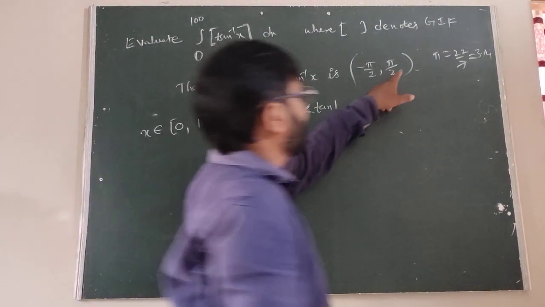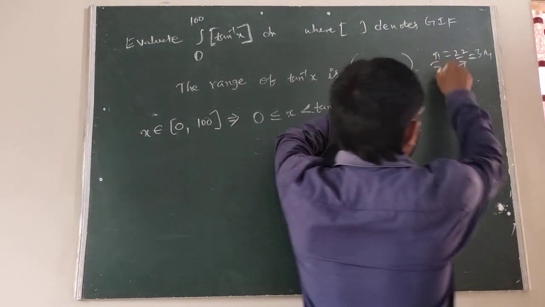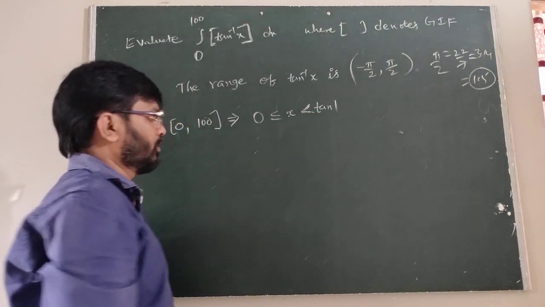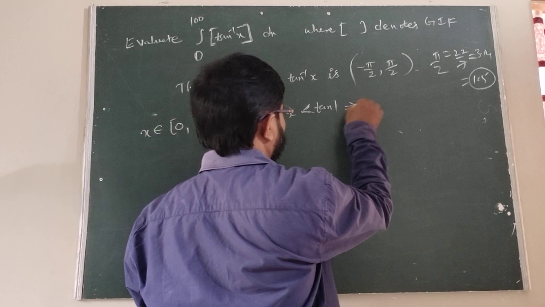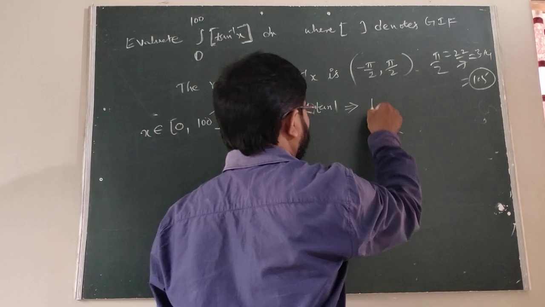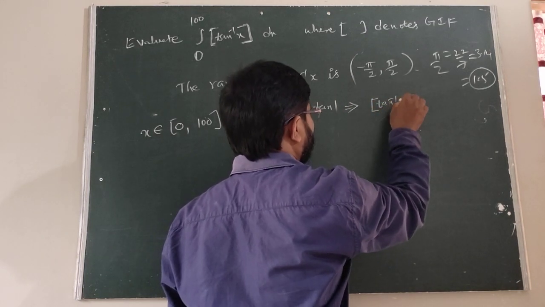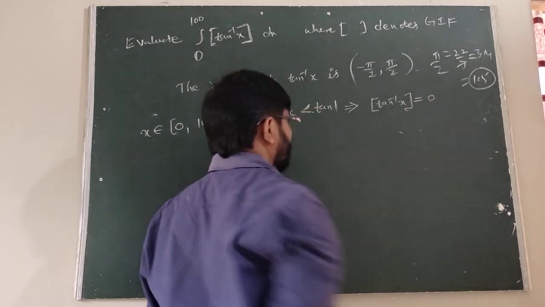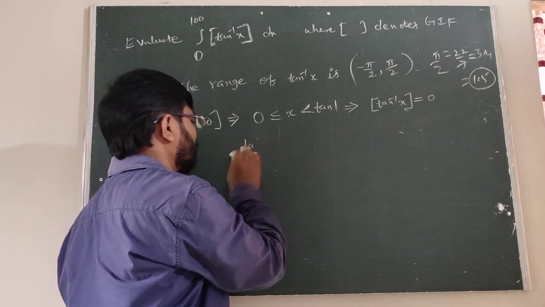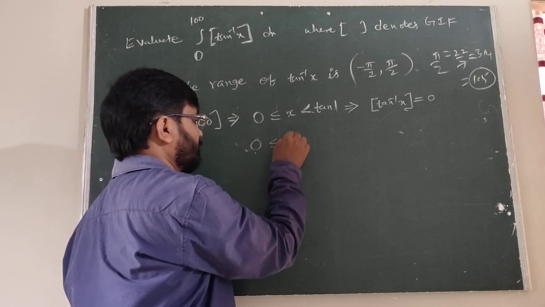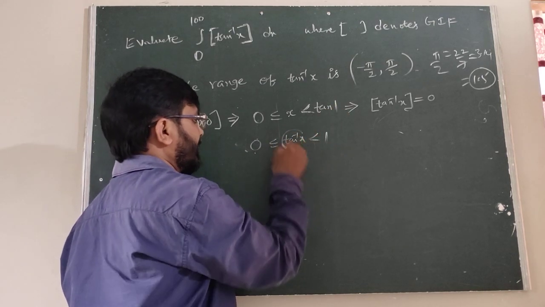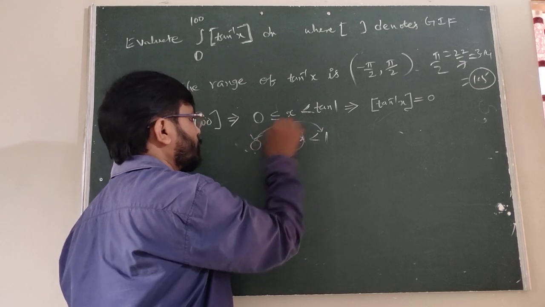Here, when we are taking the range pi by 2, the pi by 2 value must be 1.5. That's why we are taking tan 1. That implies x lies between 0 and tan 1. The step of tan inverse x is undoubtedly 0, because when we apply tan inverse on both sides, tan inverse of 0 is 0, then tan inverse of x, and tan inverse of tan 1 is 1. So tan inverse x lies between 0 and 1.